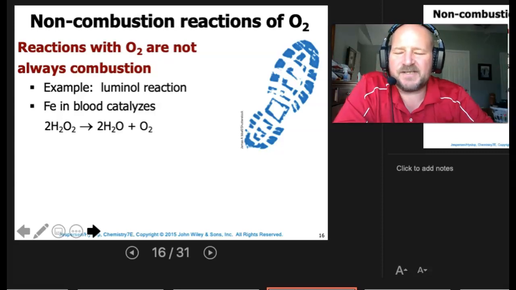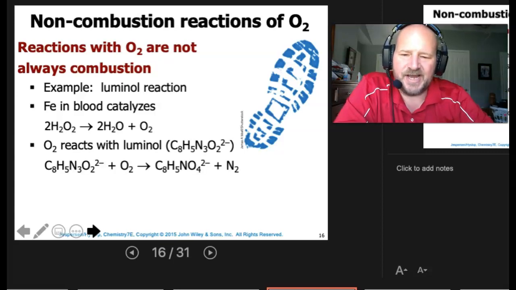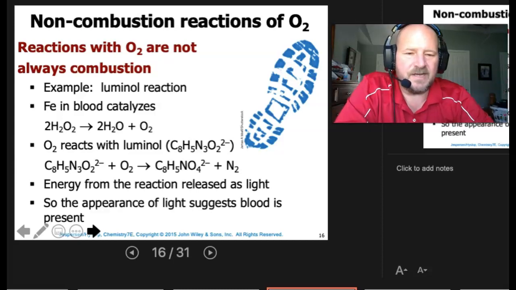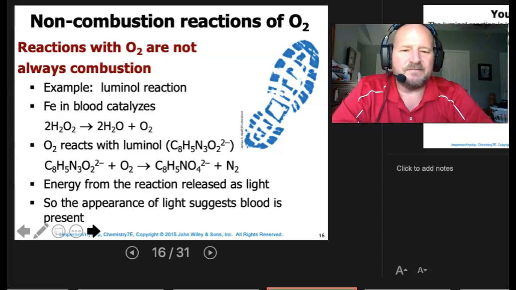So we're going to take peroxide. Peroxide will automatically decompose to water and oxygen. And then the oxygen itself can react with the luminol. And so the luminol then will produce a nitrogen gas, right? And so energy from that reaction will be released as light. And so we can see it glow. All right, so the appearance of the light would suggest then that blood is present. Okay, so that's how luminol works.